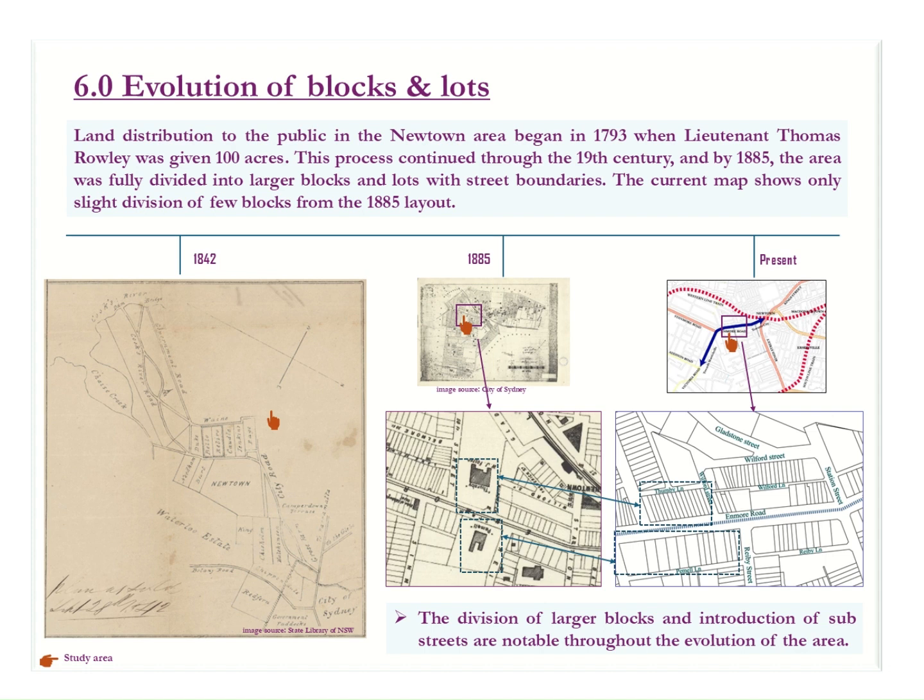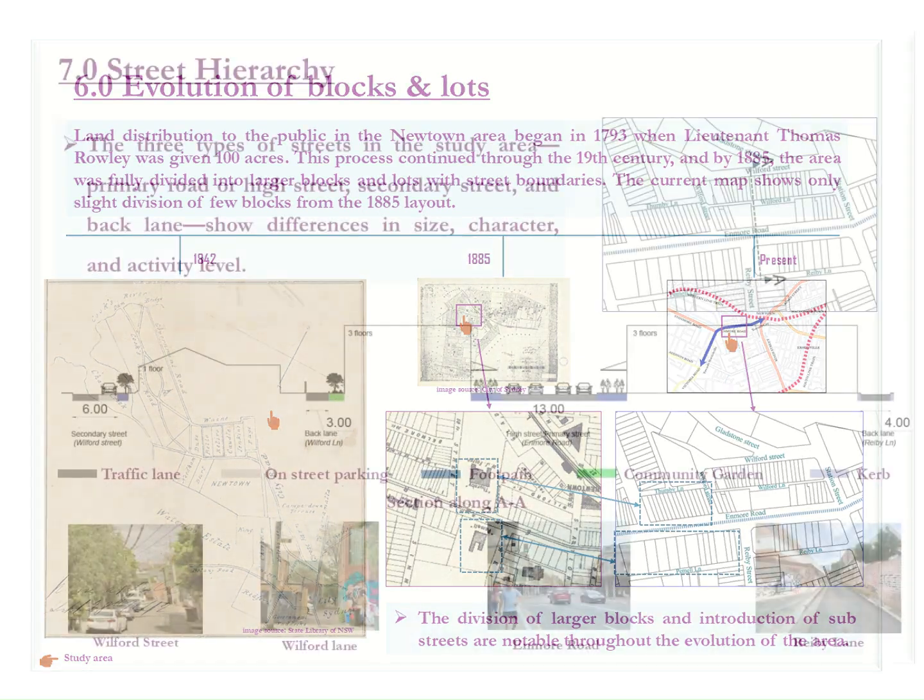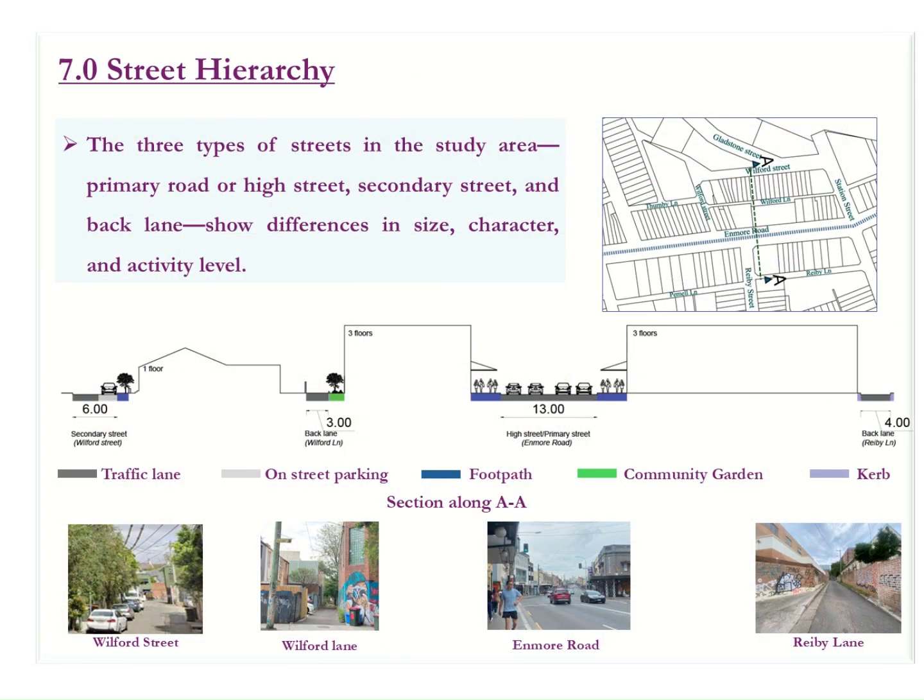The 1842 map shows minimal urban development within the study area up to that time. However, by 1885, the area was fully divided into large blocks and lots with the establishment of street boundaries. Further, comparison of the 1885 map with the present lot map reveals the subdivision of some larger blocks and the introduction of new sub-streets. In this slide, the street hierarchy of the study area is presented.